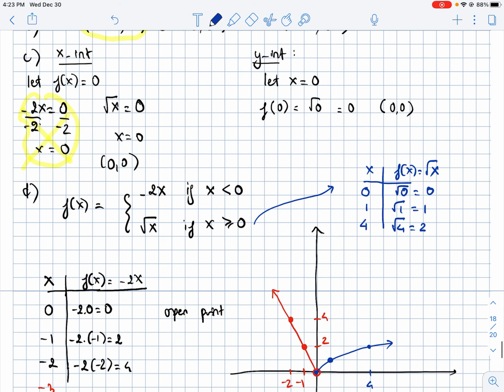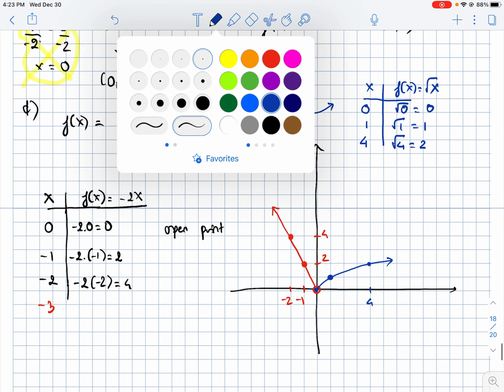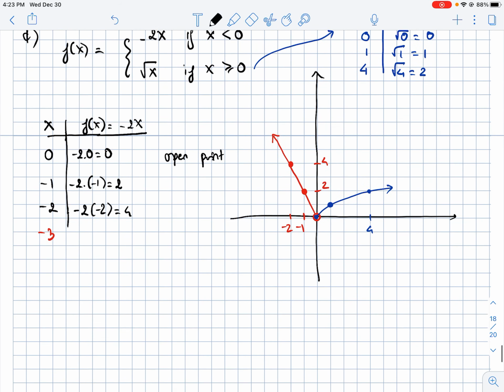And for problem E, we look at the graph to find the range of the function f. The range of the function f consists of all of the y values. So we look at the lowest y value, which starts from 0, and the graph goes up. So the range is from 0 to infinity.